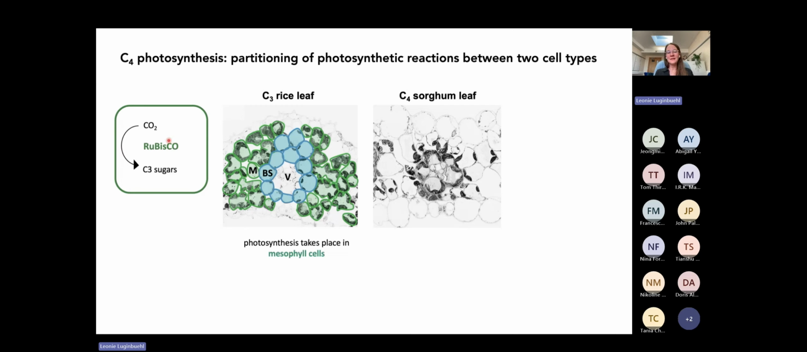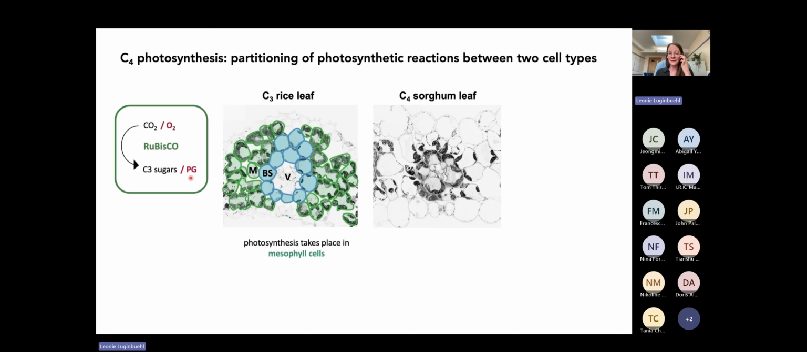and it fixes carbon dioxide here into C3 sugars. Now, Rubisco is not always very specific. And instead of using carbon dioxide, Rubisco sometimes uses oxygen as a substrate. And that's problematic because during this reaction, a toxic byproduct called phosphoglycolate is being produced.